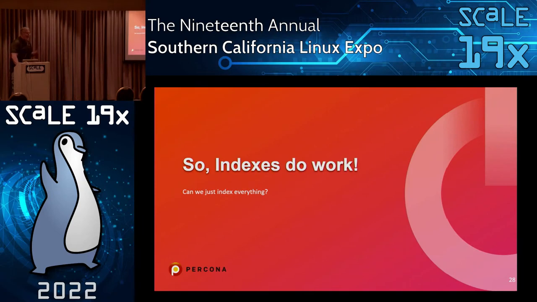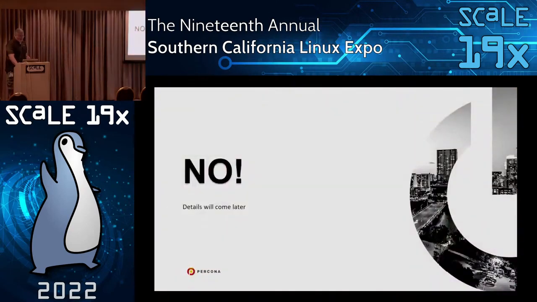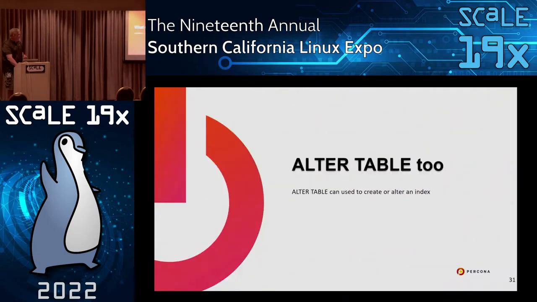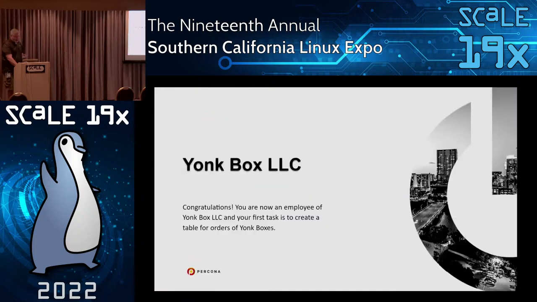Can we just index everything in the table? Well, you can, but it's going to be very slow. It's going to soak up a lot of memory, and I'll give some more details later on that. So, what can you index? Well, as I said, you can index everything. You don't want to do that, but there's a whole lot of things you can index. By the way, you can create indexes with the create index command or use the alter table command.